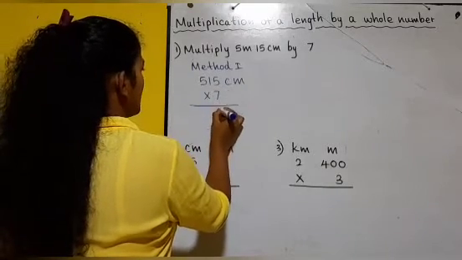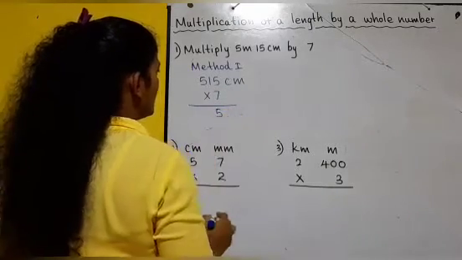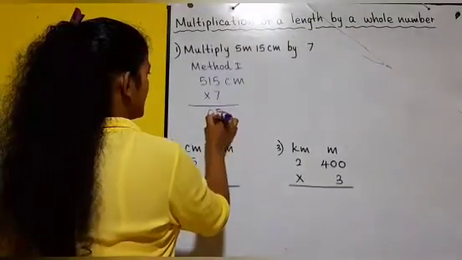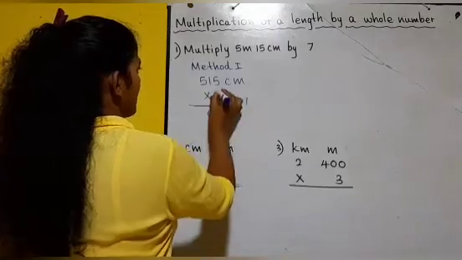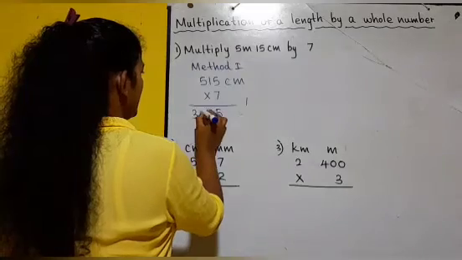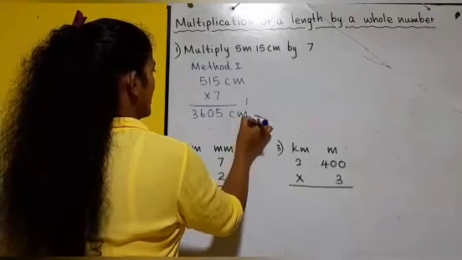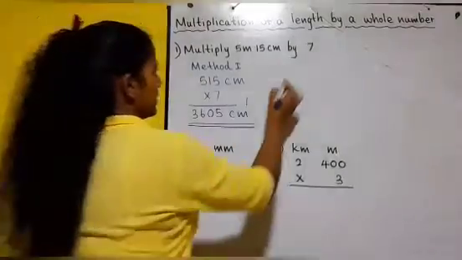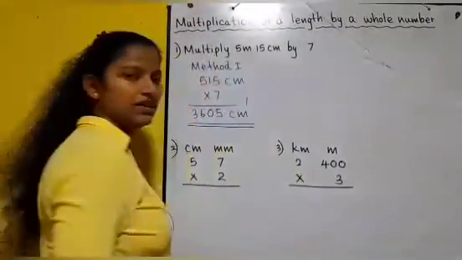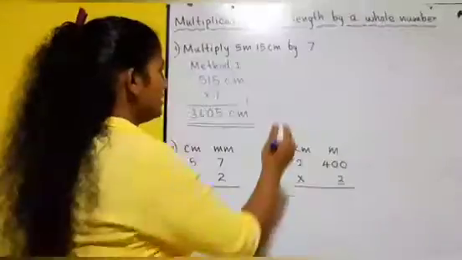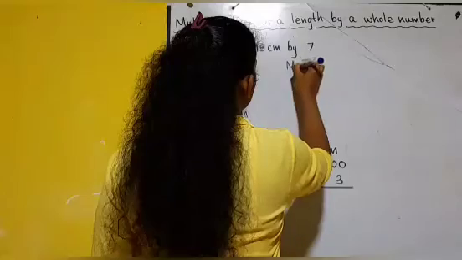7 times 5 is 35. Then 3 remaining. 7 times 1 is 7. 7 plus 3 is 10. Then 1 remaining. 7 times 5 is 35. 35 plus 1 is 36. So this is the answer: 3605. In method 2, we are keeping them in meters and centimeters and performing the multiplication.